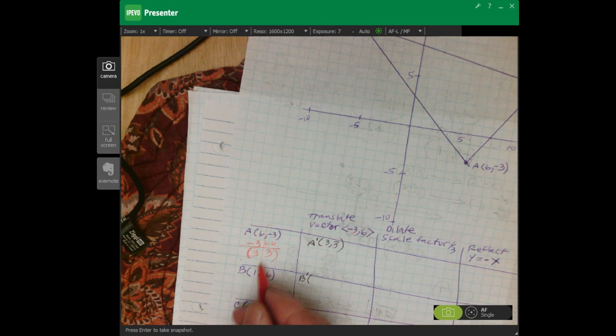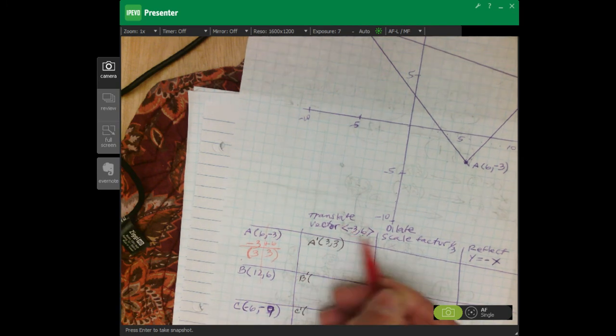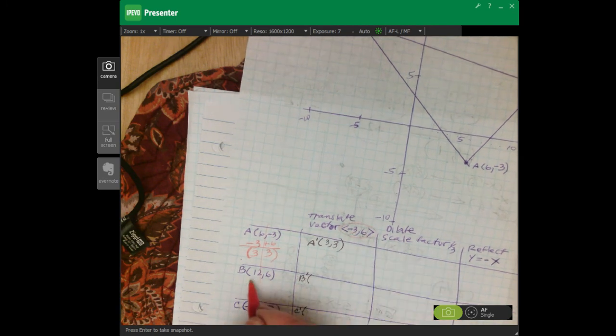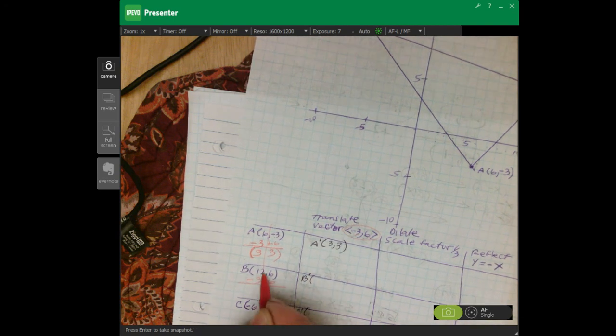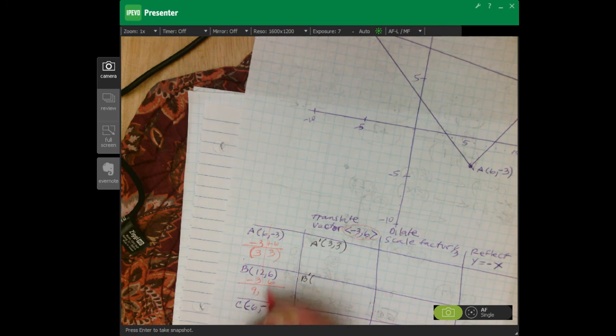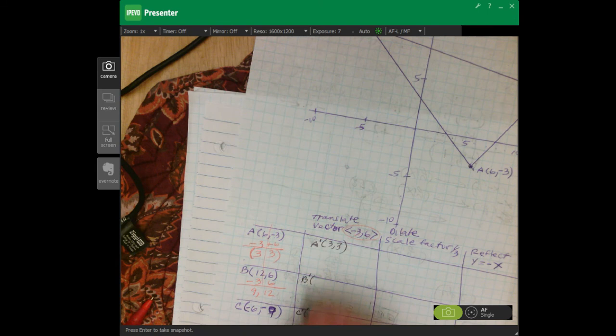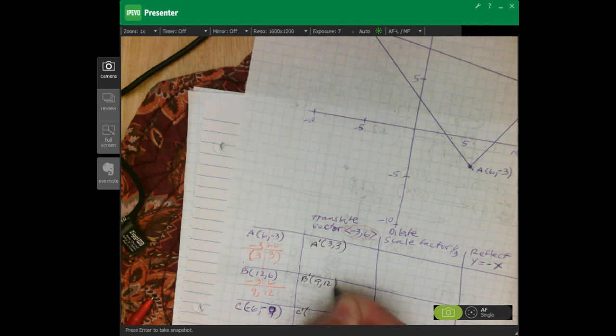And we'll do the same thing with this one. So each time we're going to apply the same rule. So 12 minus 3, 9. 6 plus 6, 12. So 9 comma 12.